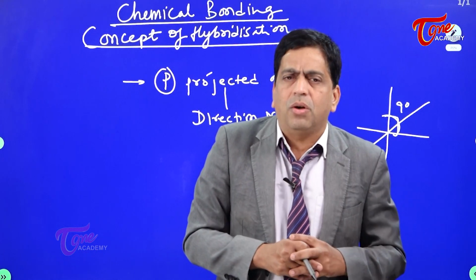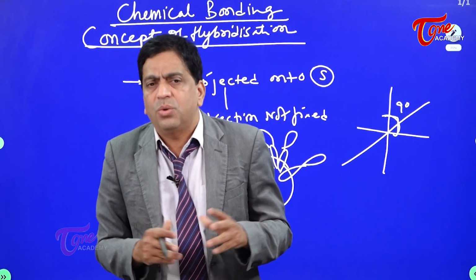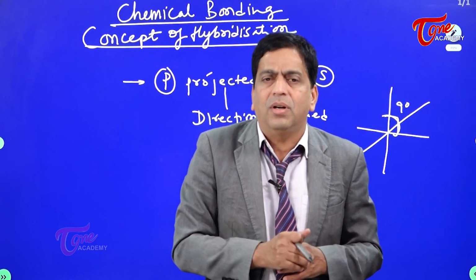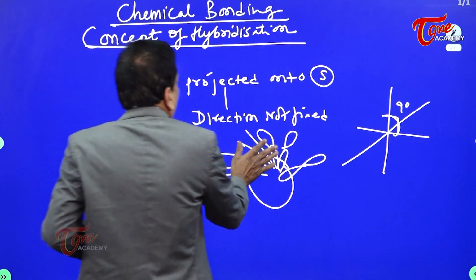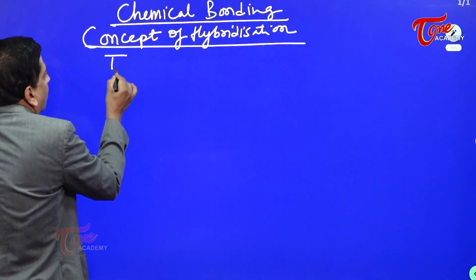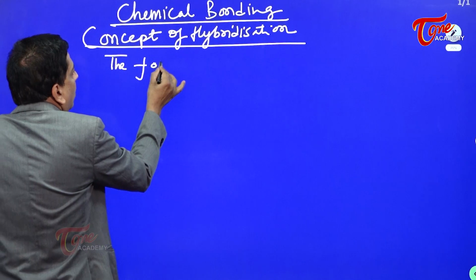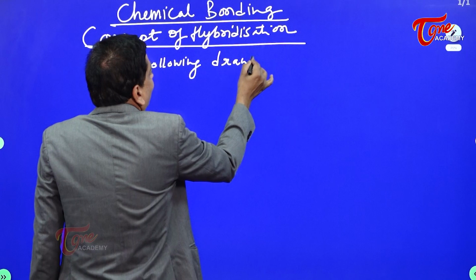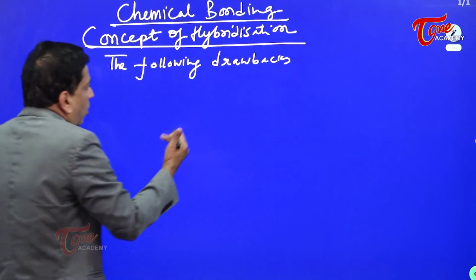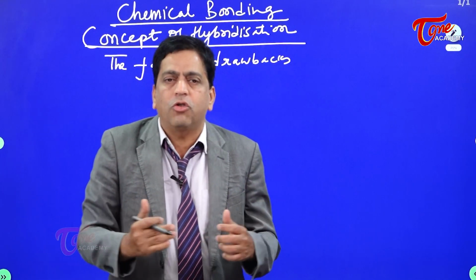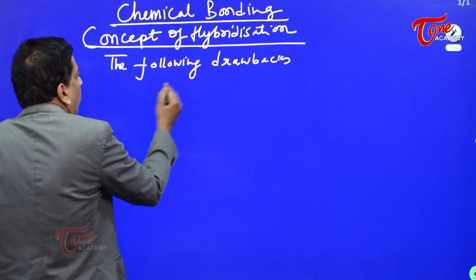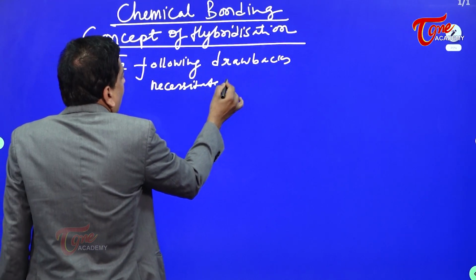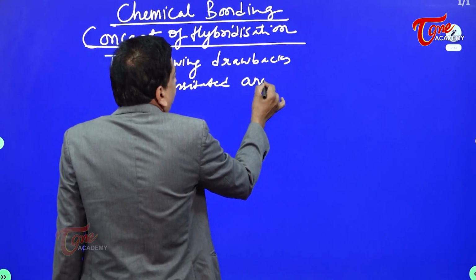So let's get into the concept of hybridization in today's session. And I would like to write the necessity of hybridization here. Observe carefully. The following drawbacks, which I'm listing out, necessitated another theory.